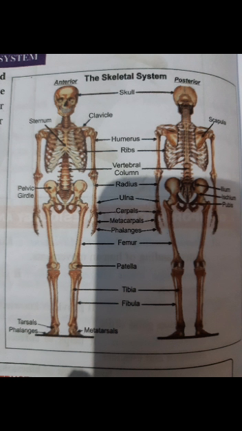Okay, these type of bones are embedded in tendons. They hold the tendons, like the patella. The example of this bone is the patella.